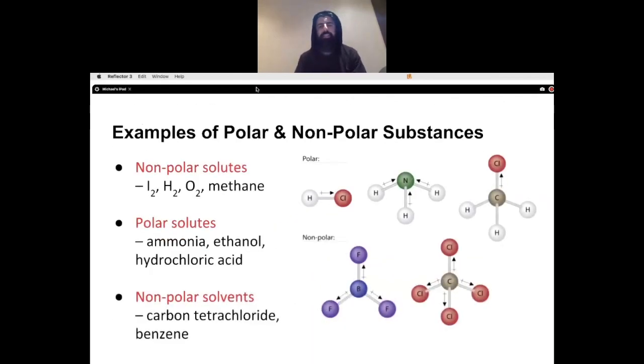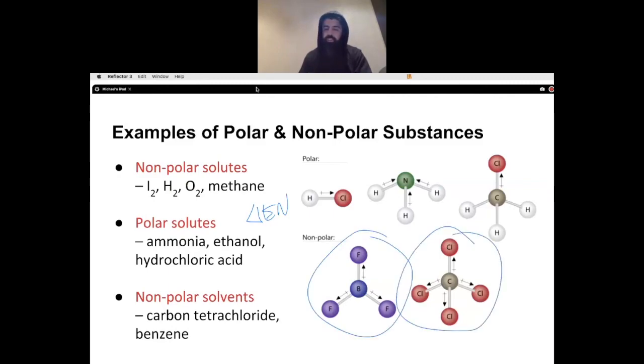So here are just some examples of polar and nonpolar substances. No point to memorizing any of that. If you look at a substance, being able to find the change in electronegativity between the bonds is good enough to allow you to find out if something is possibly polar or nonpolar. So if you look at it again here, these two are nonpolar because look at the polarities.